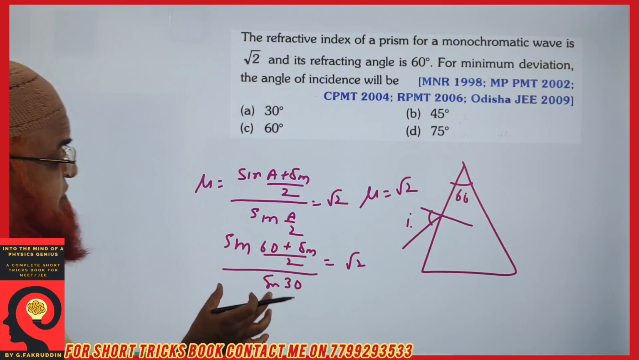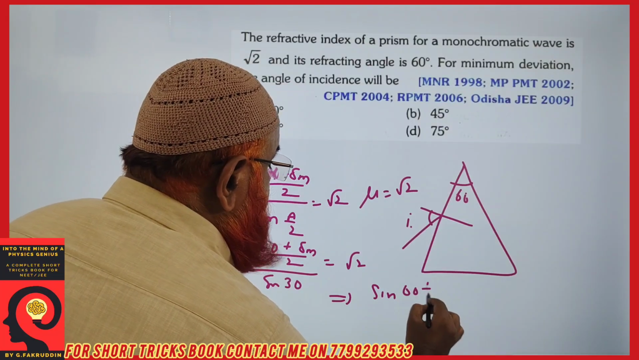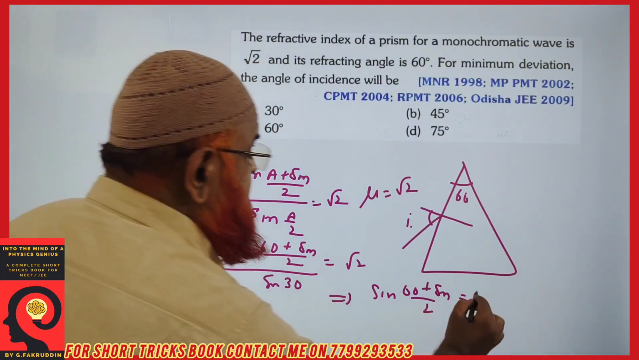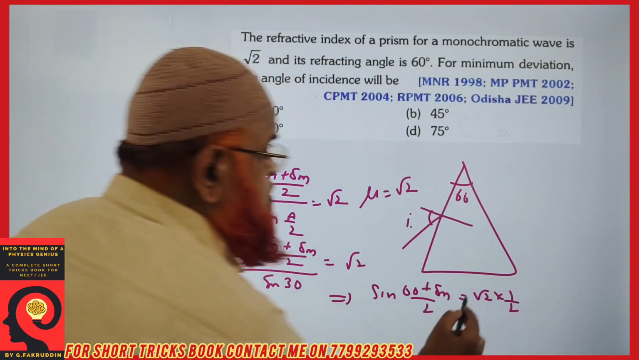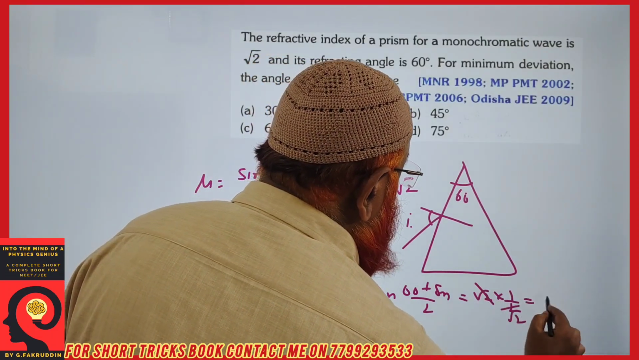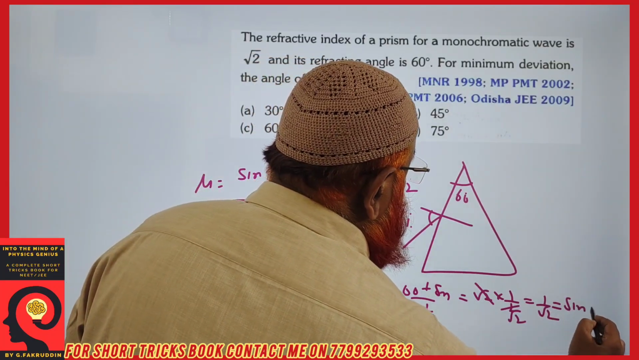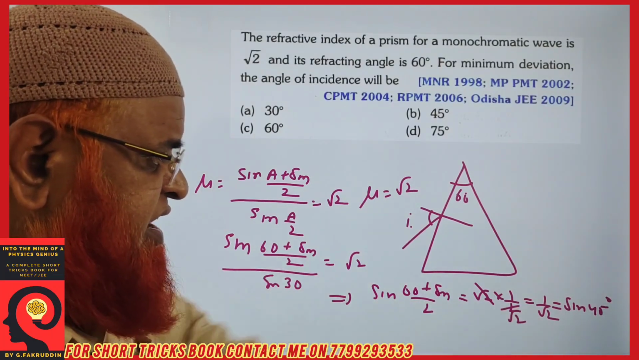This implies that this sin 30 goes to that side. Sin (60 plus delta m) by 2 equals root 2 times sin 30. Sin 30 is 1 by 2, or not? So 1 by 2 times root 2, the 2 gets cancelled, and 1 by root 2 will come. So 1 by root 2 means what? Sin 45 degrees. Is it not 45 degrees?